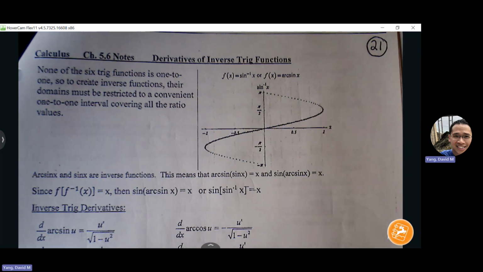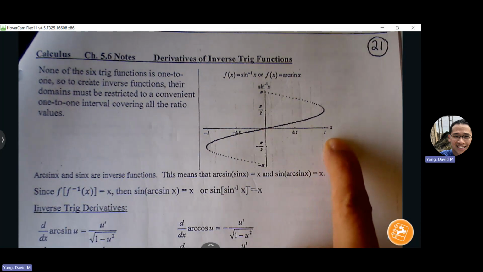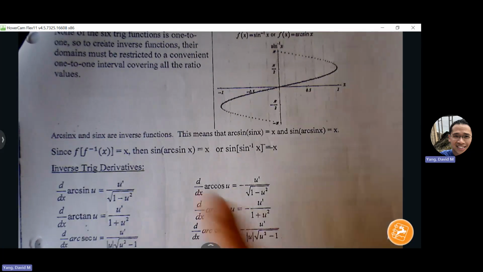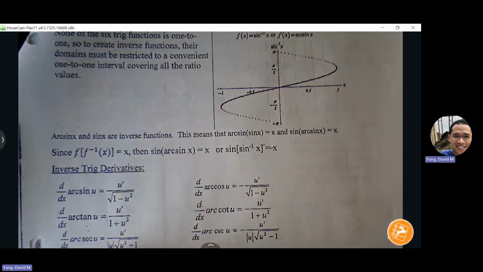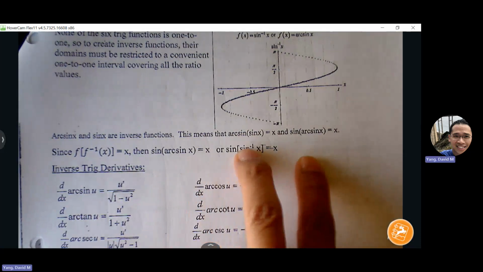Now with these inverse functions, we don't really have to worry too much about how they're graphed or what the graphs look like. We just have to understand how to work with them algebraically and how to involve their derivatives. Okay. So again, there are 2 notations that you might see.